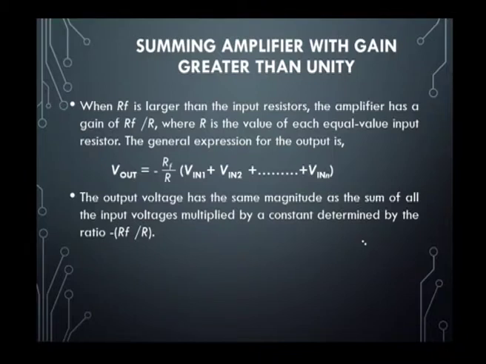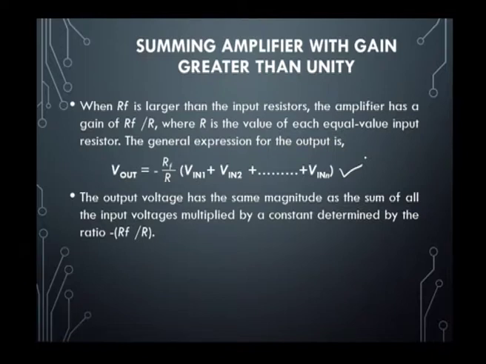So, the general expression for the output voltage will be given as V out equals minus RF divided by R, multiplied by V in 1 plus V in 2 plus till V in n. So, for a gain other than unity, we are going to have an expression, that is V out is equal to minus RF divided by R, where R is the value of each equal input resistor. The general expression will be like this.